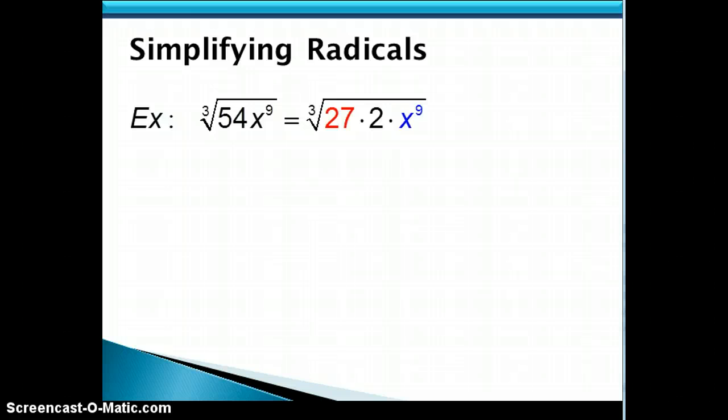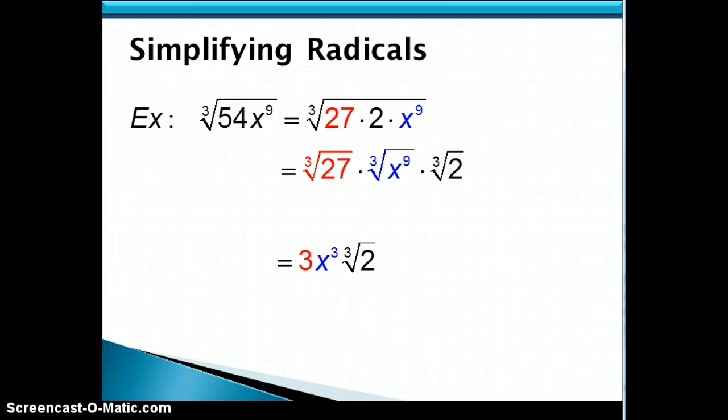So now we use the product rule to split this up and cube root all the perfect cubes first. So cube root of 27, and then the cube root of x to the 9th, and then 2, which is not a perfect cube, we would do last. And again, all these results are multiplied together.